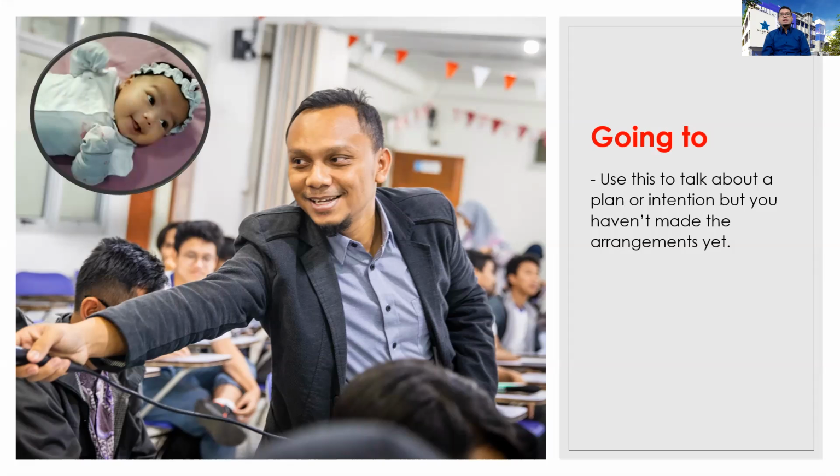So going to is used when you talk about plan or intention. You have the niat in your heart, yeah, that you will do, but you haven't known the specific time yet when. So what I will say is, okay, I'm going to congratulate Arif for the newborn baby, though not specific when, yeah. But I have this intention that I'm going to do it. So that's going to, yeah. So it's an intention that you will do in the future, but you're not sure when.